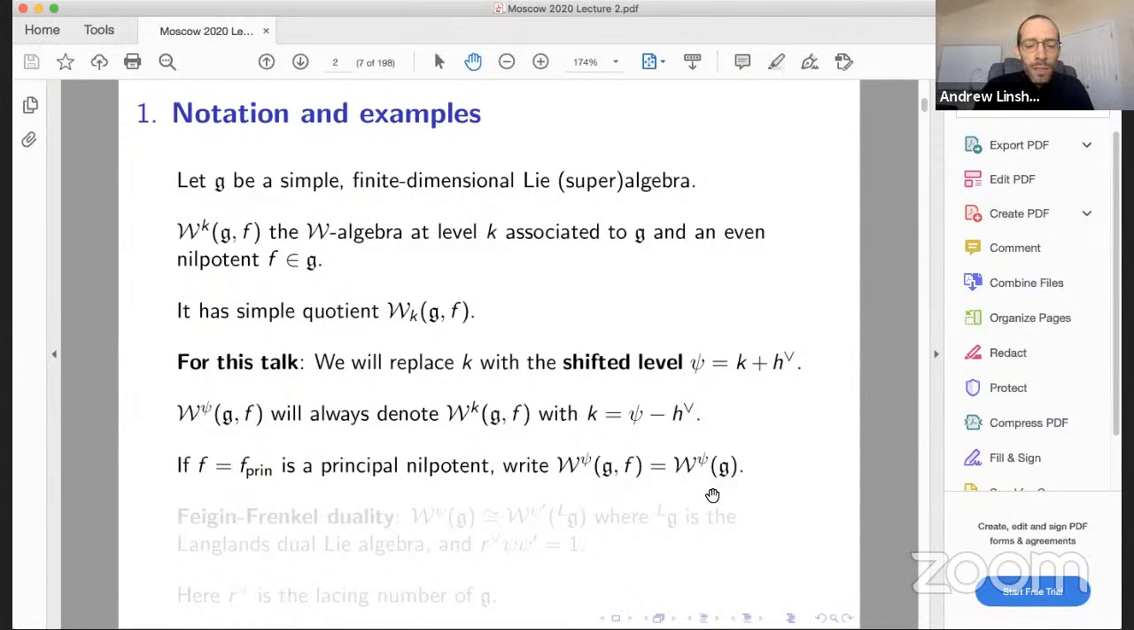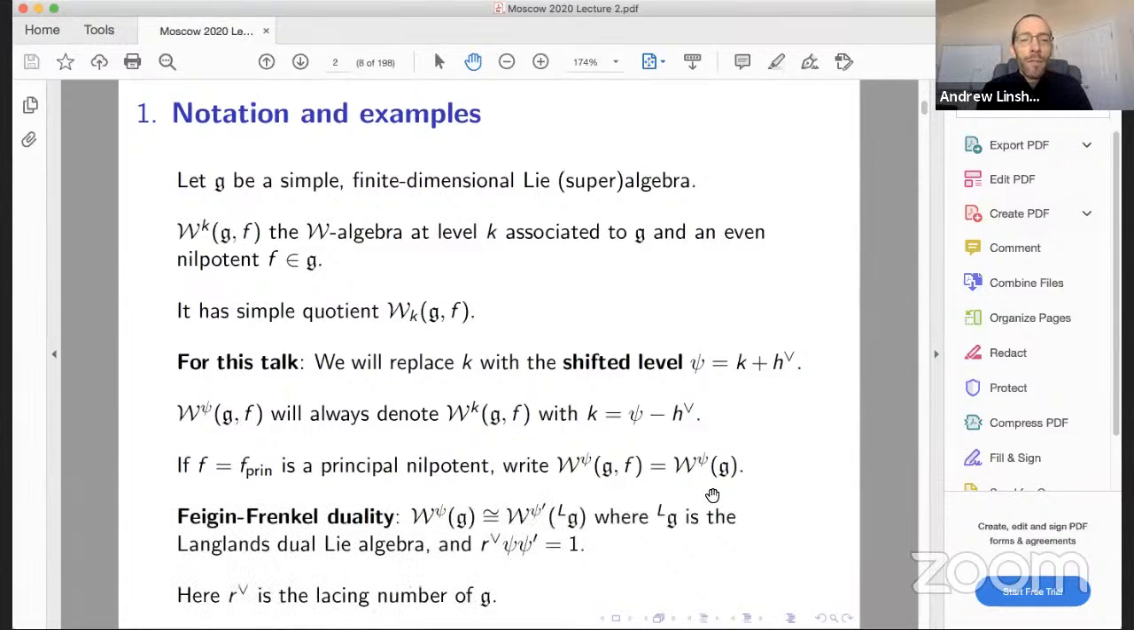Okay, so the first important duality, which Thomas stated, is the Feigin-Frenkel duality. And this is only for principal W algebras. And it says that W^psi(G) is isomorphic to W^psi'(L G), the Langlands dual of G, where these levels, the shifted levels psi and psi' are related in this way, where r check is the lacing number.